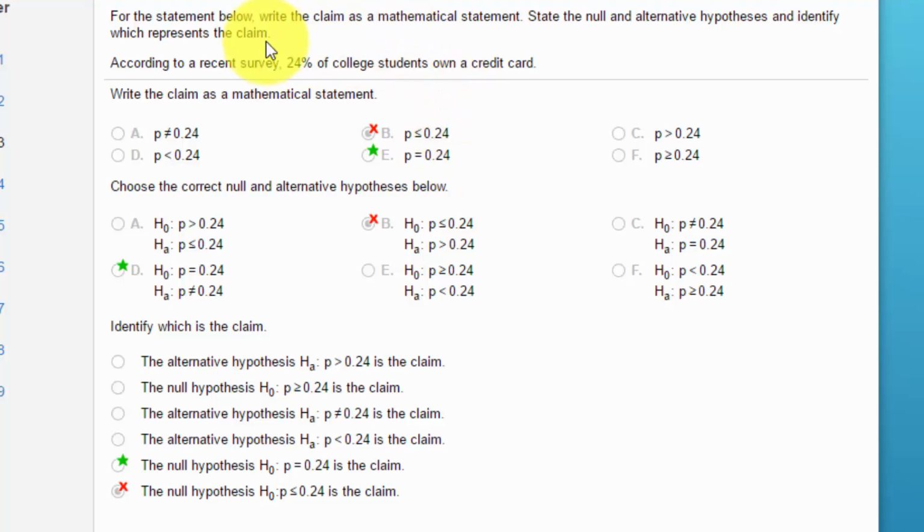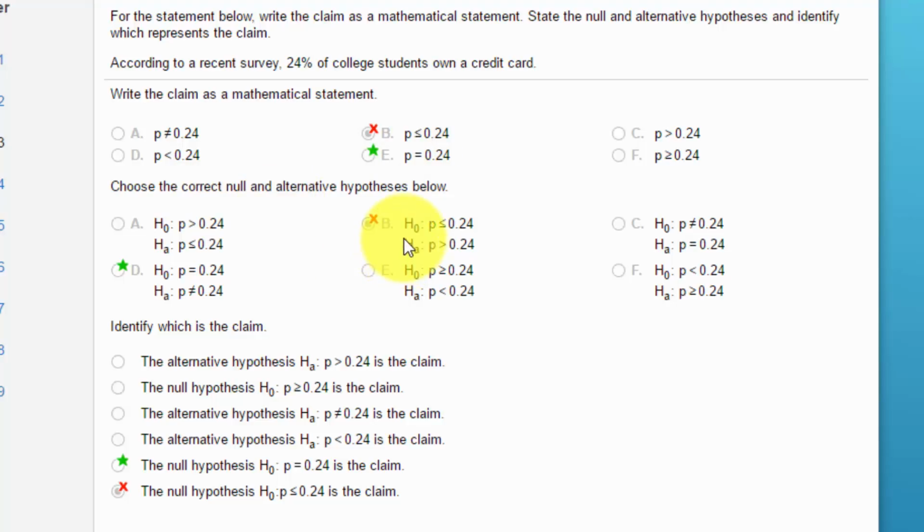And that is just a misunderstanding of the words up here. 24% of the students own a credit card. The proportion of college students owning a credit card is 24%. That would tell you it's an equal, and that should have been the answer there, the equality. Because it's the equality, that means that it has to be the null. The claim has to be the null. And that's the second part of this question.